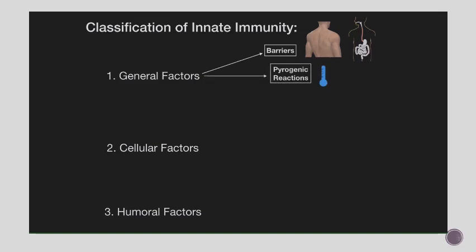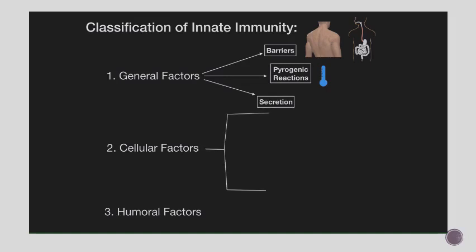Next, we have the pyrogenic reactions. Now, don't get scared if you haven't heard this term before. I'll get more into this later when I talk about the macrophages mainly. But pyrogenic reactions are often referred to as fever. Some viruses and bacteria cannot really replicate optimally because the body changes its temperature. So that's why we call them general factors, because they work generally by increasing the temperature. Another general factor is secretion, you know, secretion of different enzymes and fatty acids.